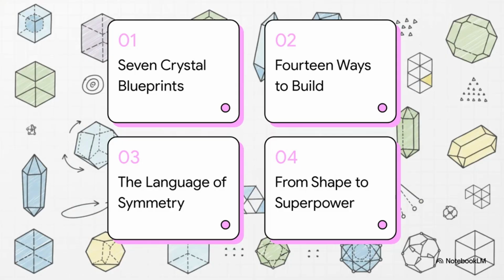All right, so here's our roadmap for this explainer. First, we're going to uncover the 7 fundamental blueprints that all crystals are based on. Then we'll look at the 14 different ways you can arrange atoms within those blueprints. After that, we'll dive into the language that governs it all, symmetry. And finally, we'll see how this code gives materials their incredible superpowers.